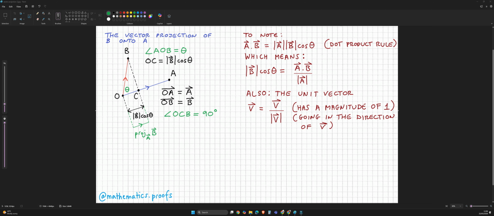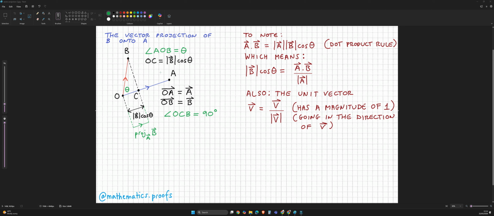We also have the angle AOB, which is equal to theta, and we also have the angle OCB, which is equal to 90 degrees. It's also important to note that the length OB has the magnitude of B, and because the angle AOB is theta, then the magnitude of O to C is the magnitude of B times cos theta.